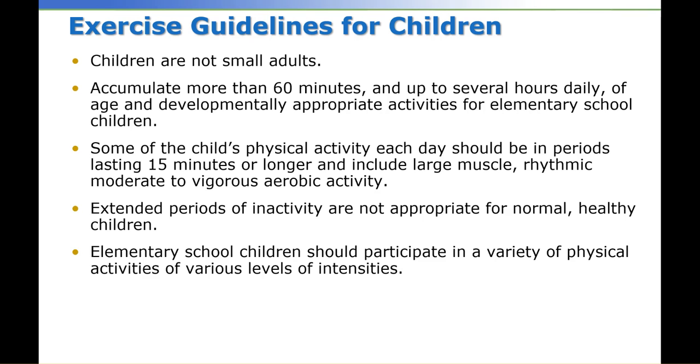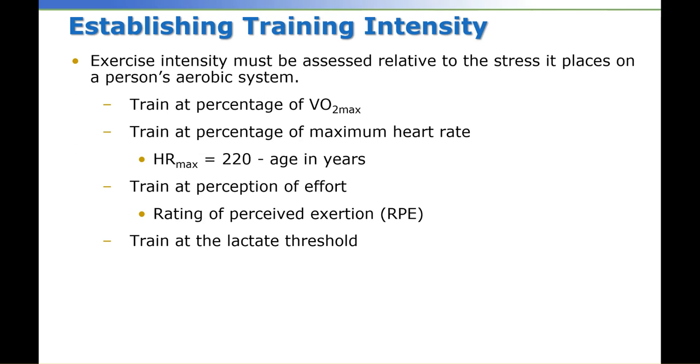So, establish training intensity. Intensity must be assessed relative to the stress placed on the aerobic system: training at a person's VO2 max, training at a percentage of max heart rate. Heart rate's pretty easy to do, 220 minus age in years. And you really should be within 60 to 90% of what that is. So you figure out 220 minus your age, 60 to 90%, and then you can put your finger on your carotid artery and see what your heart rate is through 60 seconds or through 15 seconds, and then multiply it times 4, and then you know, am I within my 60 to 90% range?